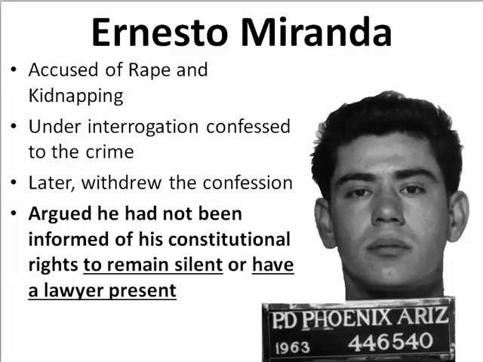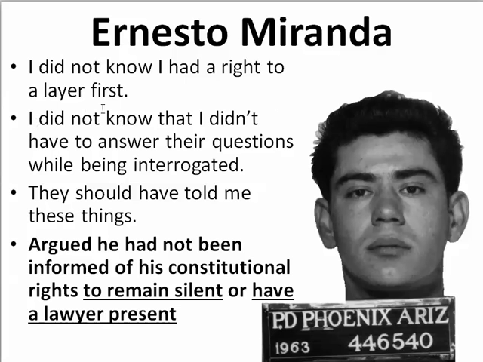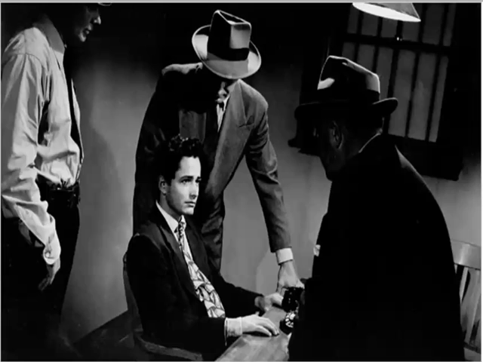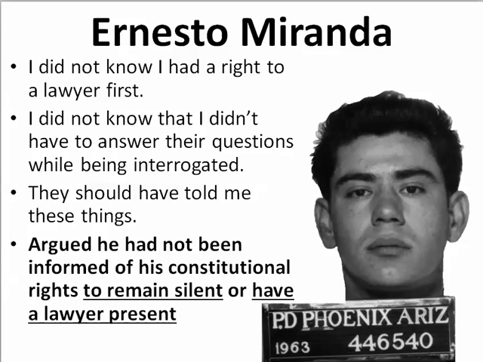And he says this: I didn't know I had a right to a lawyer first, and I didn't know that I didn't have to answer any questions while being interrogated. They should have told me these things. So he argued that he had not been informed of those constitutional rights to remain silent or have a lawyer, and he felt like they should have. In other words, he felt like his civil liberties, since he was accused of a crime, had been violated.